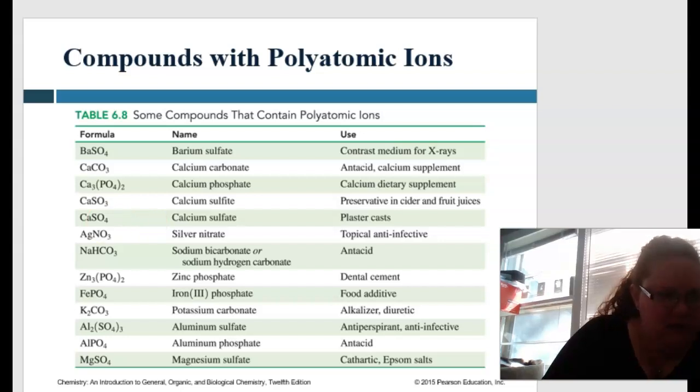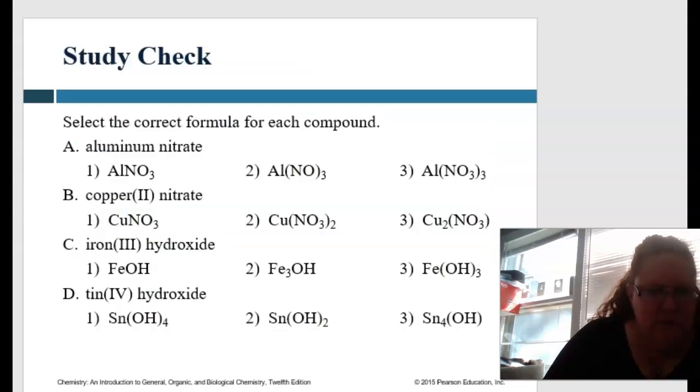Okay, so let us do a study check. Let's select the correct formula for each compound: aluminum nitrate, copper nitrate, iron hydroxide, and tin hydroxide. So pause me, do it, and come back.